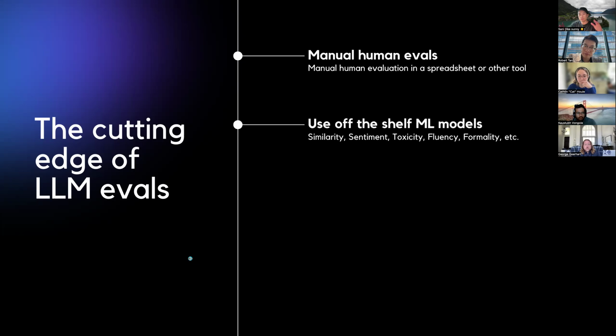But now that you have a golden data set, you can use off-the-shelf ML models to grade different properties. There are off-the-shelf models for how similar this is to the reference material, how similar it is to a previous answer, what the sentiment is, whether there's toxicity in the response, how fluent it is in the language it's responding in, and how formal it is. These are all off-the-shelf models you can use to give these gradings.